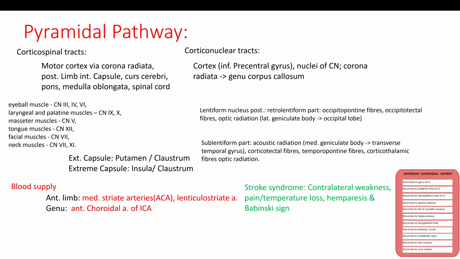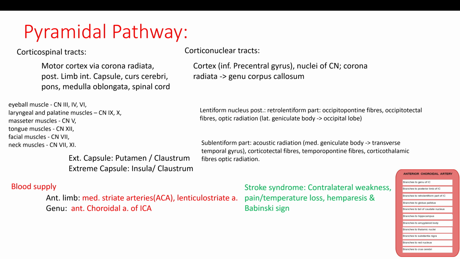These lenticulostriate arteries, which the medial striate arteries branch off from, are end arteries, meaning they don't have a significant supply from collateral blood vessels. However, in case of occlusion, it gives a stroke syndrome. Hemorrhage will be located to the putamen, involve the internal capsule, or even rupture.